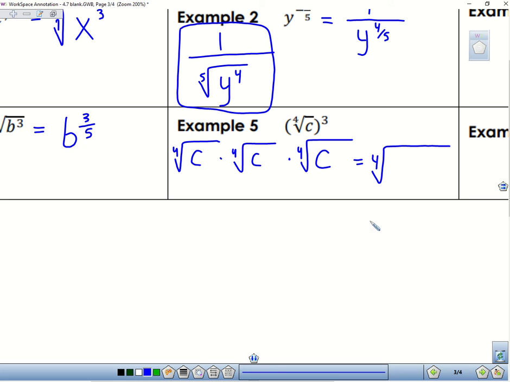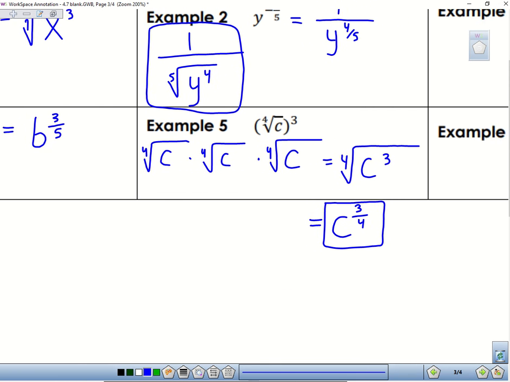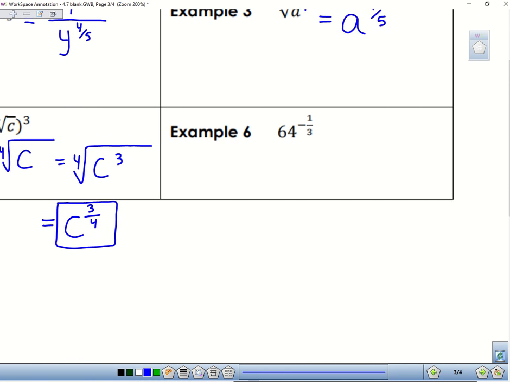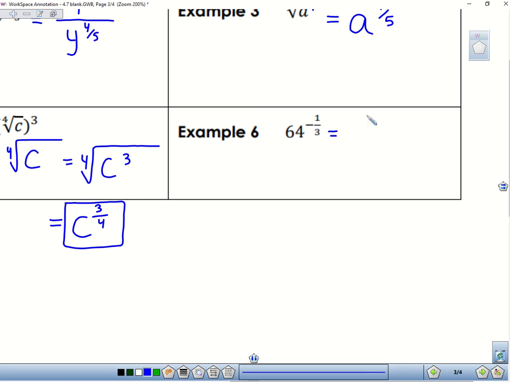And what is c times c times c? C to the third. Now that we have this, we can convert it into a fractional exponent. And what's that going to be as a fractional exponent? Good, 3 over 4. C to the 3 over 4 power. See, your goal with this lesson is to be comfortable flipping back and forth between each type of expression. And then the next one we're going to look at is negative, so we have to put it under 1, like this.